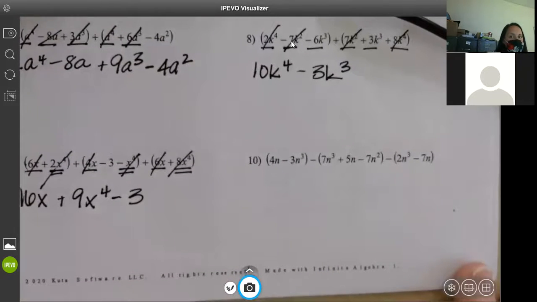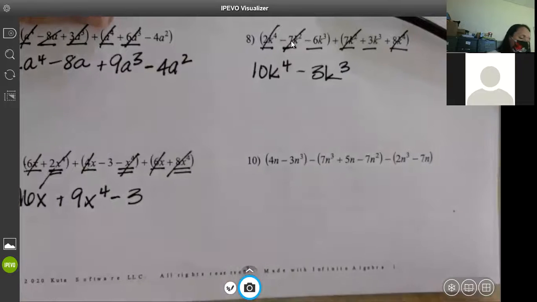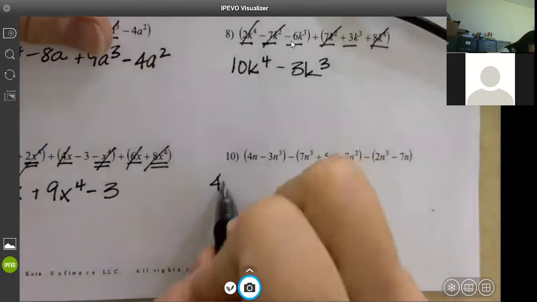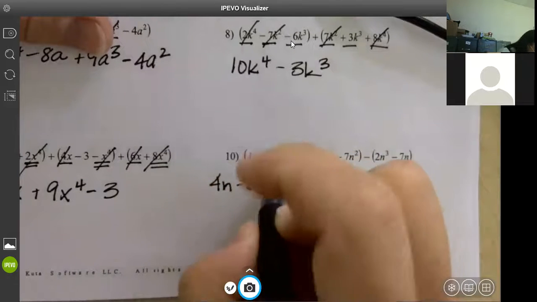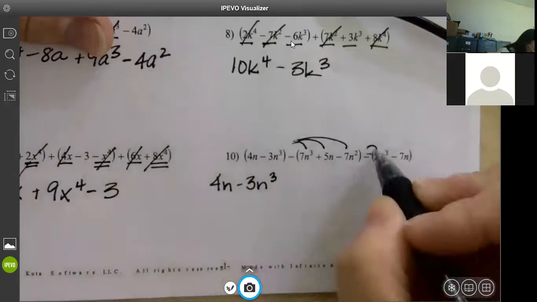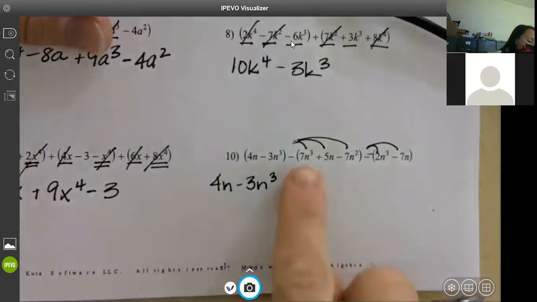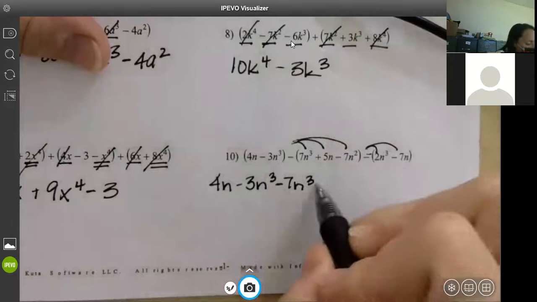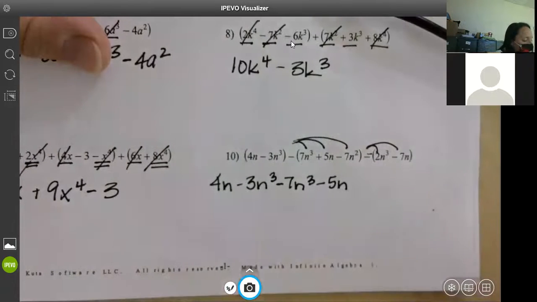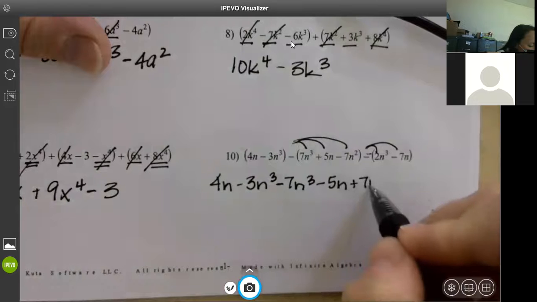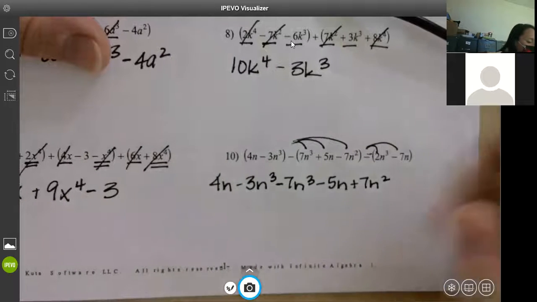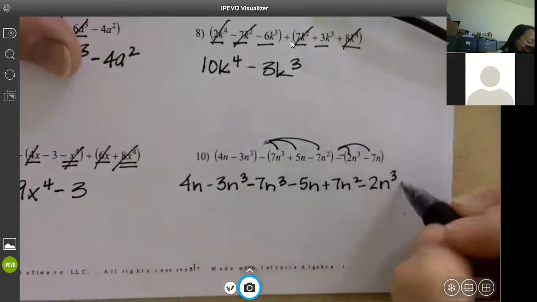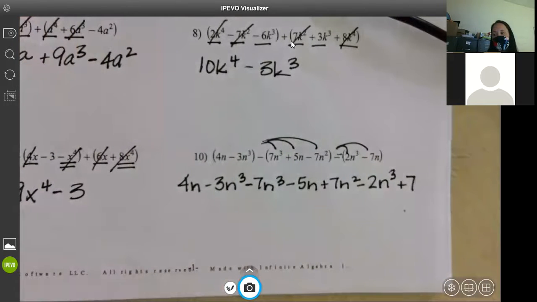All right, so on the last one, you see a bunch of minuses. Only change the stuff behind the minus. So your first set, you're going to leave alone, 4n minus 3n cubed. Everything else, you're going to change. So instead of a positive 7n cubed, you're going to change it to negative 7n cubed. Instead of plus 5n, minus 5n, plus 7n squared. Same thing on the last. I have a positive 2n cubed. I'm going to change it to negative 2n cubed. And I have a negative 7, and I'm going to change it to a positive. So just change the signs.